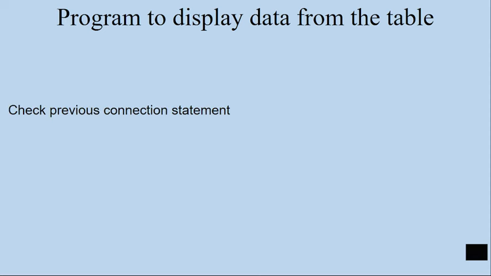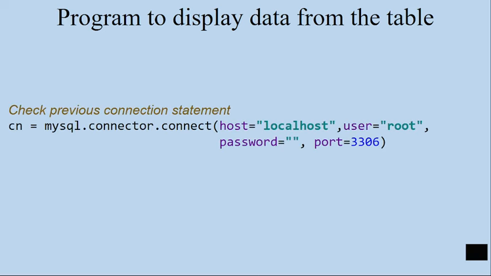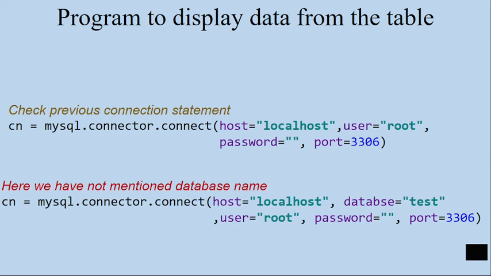Now check the previous connection statement. We have given the previous connection statement like this: cn equal to mysql.connector.connect, host, username, password, and port. Here we have not mentioned any database, and now we have to mention the database, because in MySQL a table is present within a database. This only makes a connection with your MySQL server, and whenever you want to fetch data from a table, you have to mention the name of the database. That database name I am mentioning here: database equal to test.